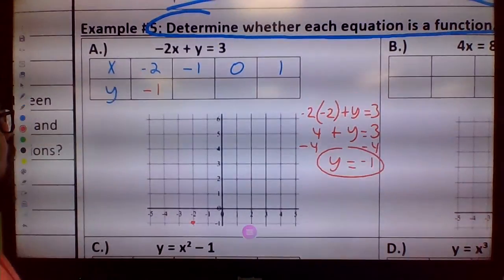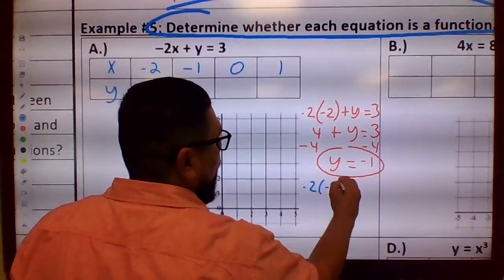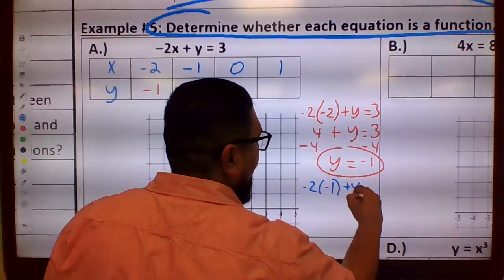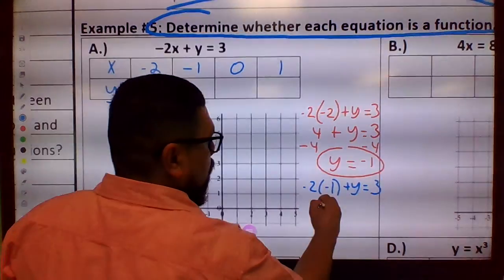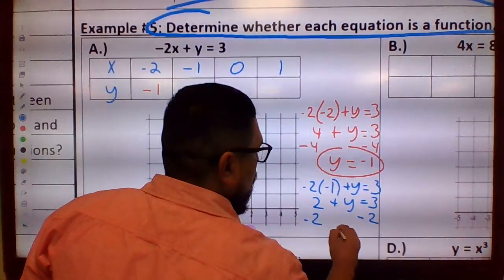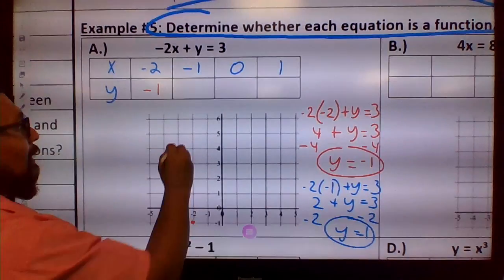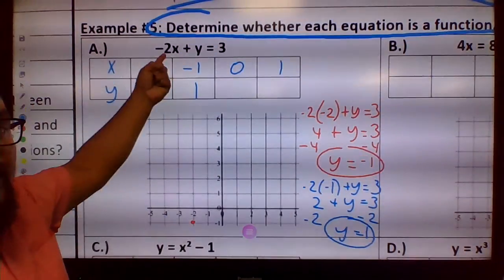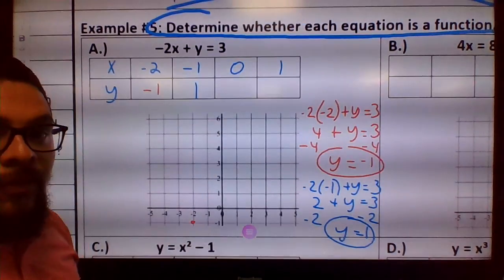X is -1. So -2 times -1 plus Y equals 3. We're substituting. Then it's 2 plus Y equals 3, so subtract 2, Y equals 1. So when X is -1, Y is 1. And then 0 is easy. Let's just plug it in here. -2 times 0 is 0, and you're left with Y equals 3.